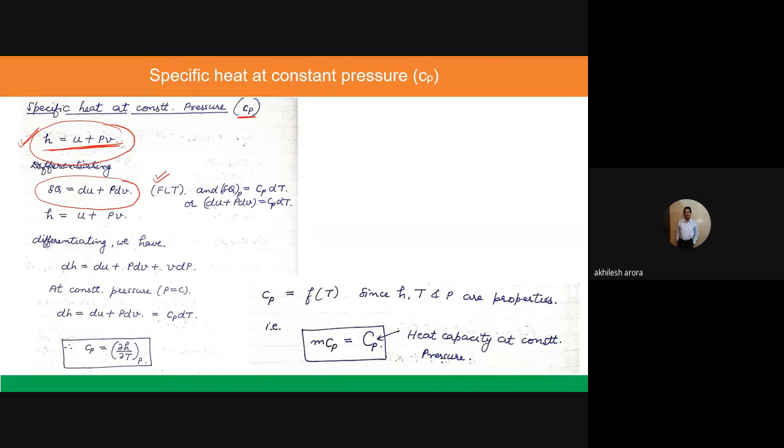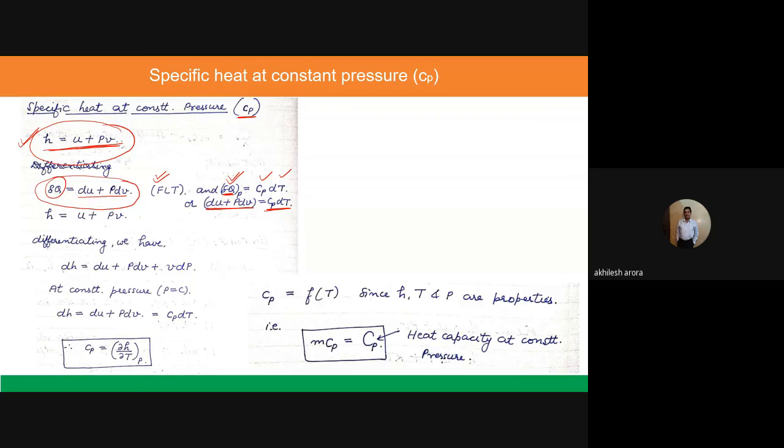So, if I calculate the value of delta Q at constant pressure, you remember that the equation is actually Cp into dT if we are taking it on the unit mass basis. And if I write the value of delta Q from this particular equation, delta Q is given as dU plus PdV. So I have replaced this value of delta Q by dU plus PdV. That comes out to be equal to Cp dT.